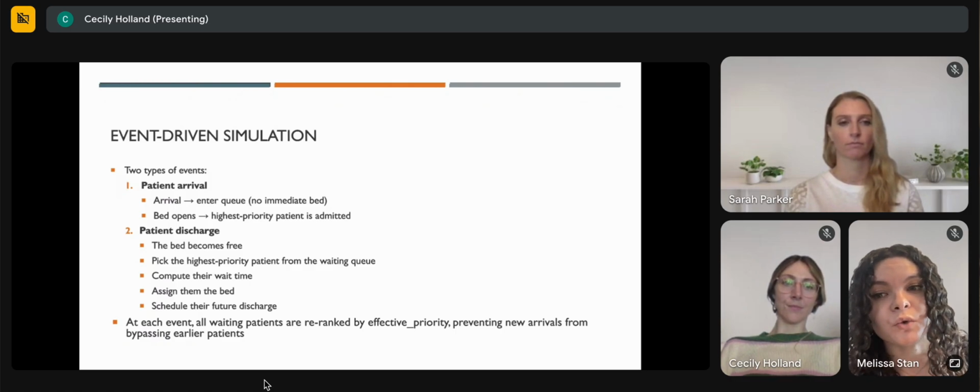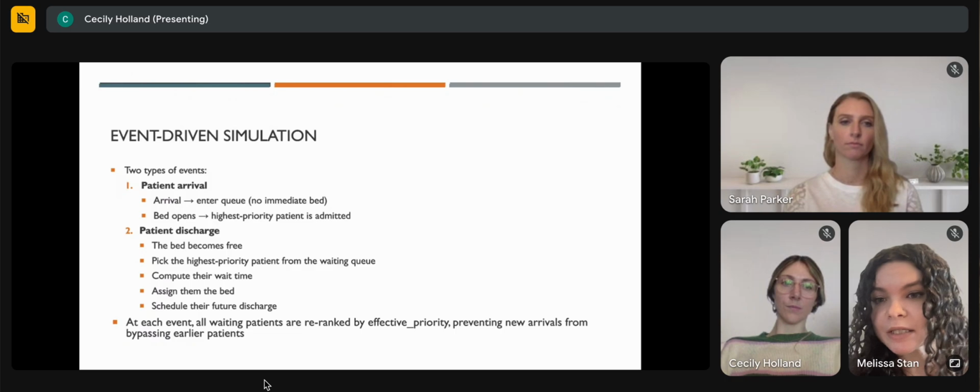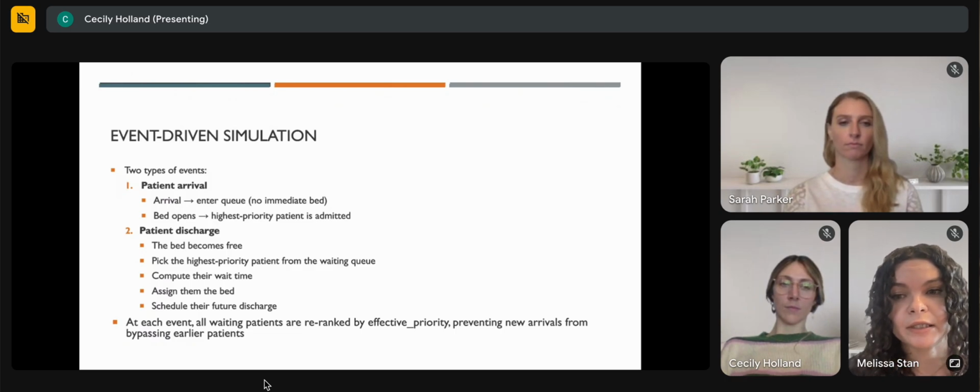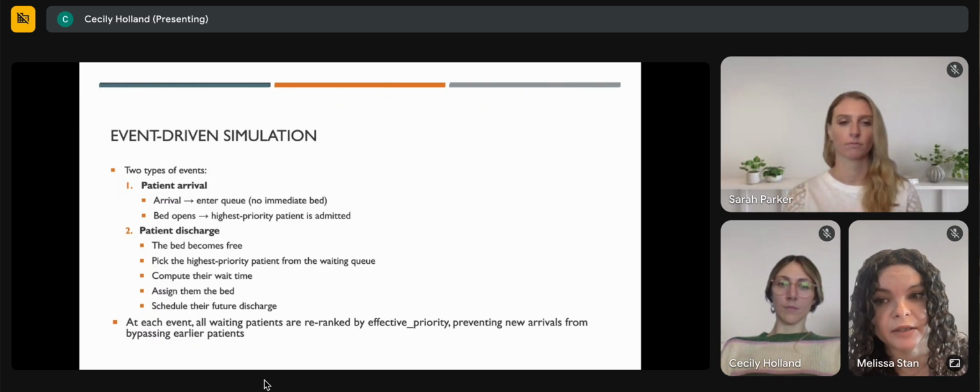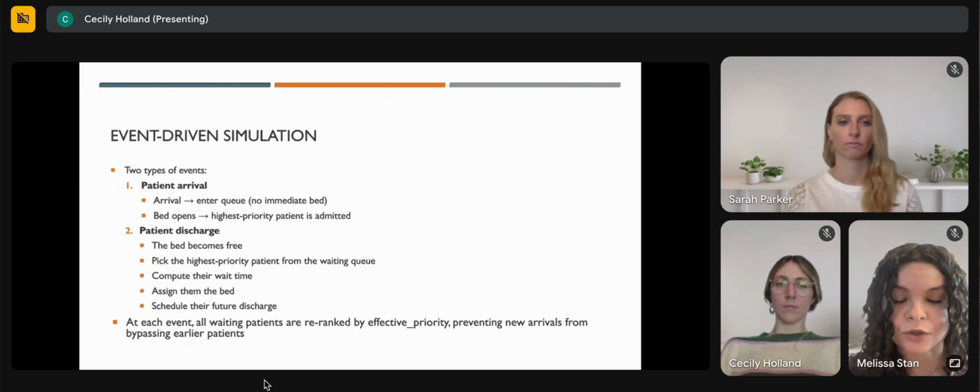And then for patients who are getting discharged, a bed becomes available. Then we're going to take a look at the queue. We're going to take the highest priority patient and go ahead and give them a bed, and then we're assigning the beds according to their priorities. Then we're going to schedule their future discharge.